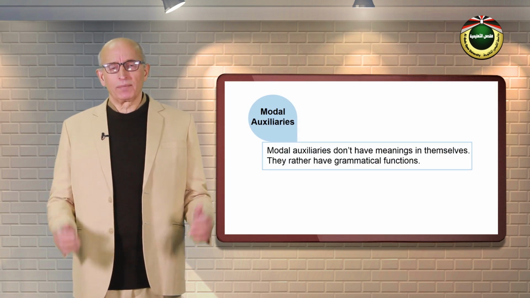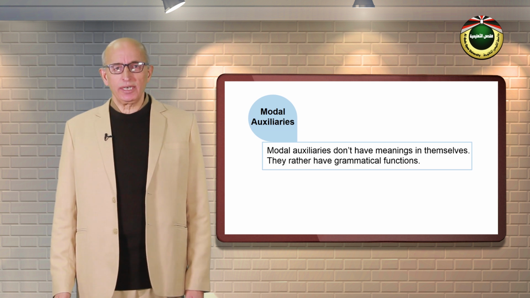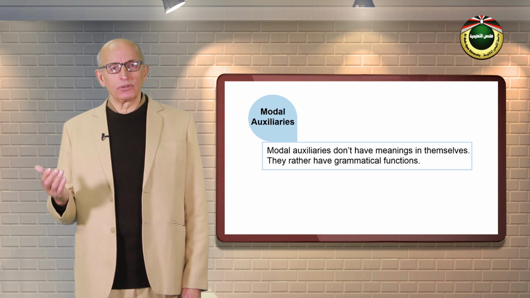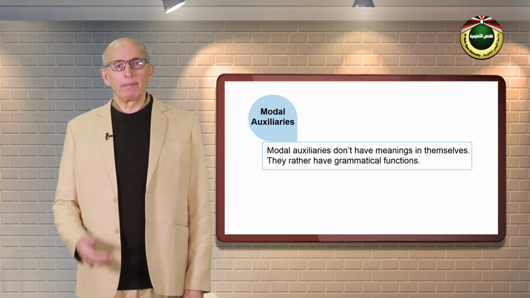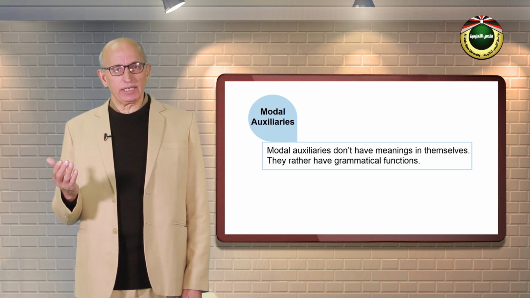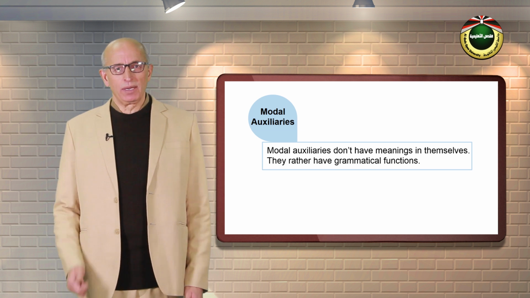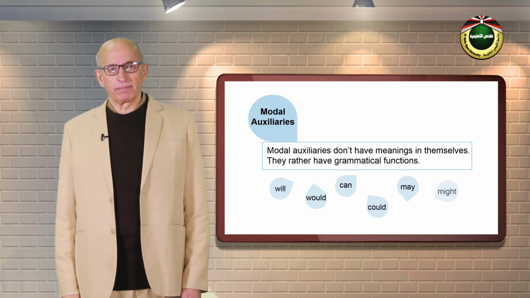Modal auxiliaries. Now let's talk about modal auxiliaries. As we have mentioned earlier, modal auxiliaries don't have meanings in themselves. They rather have grammatical functions. They are usually referred to as function or structure words. By the way, their grammatical functions are of great significance. Following are some examples of modal auxiliaries: will, would, can, could, may, might, etc.